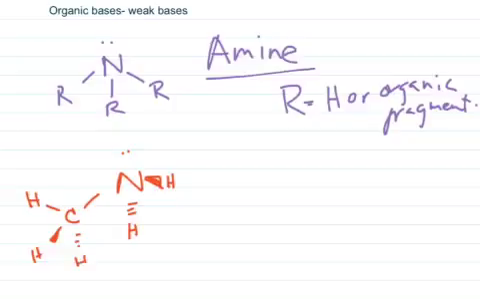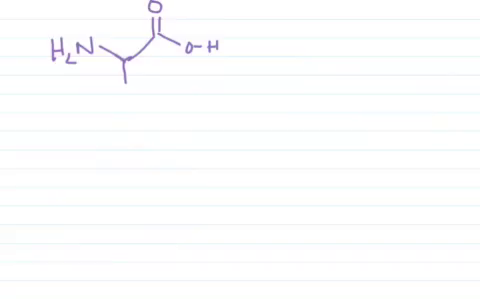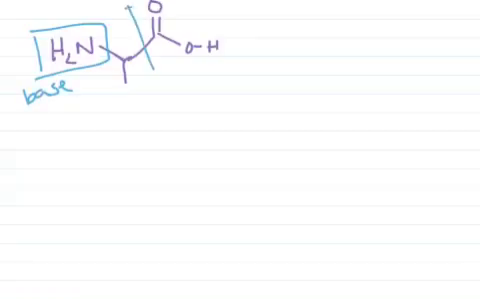So it has that classic amine shape right here. Now, let me give you a figure and see if you can identify the base and the acid. Alright, so here's a figure. So right here we see our classic amine group, so that means it's our weak base. And right here we see our classic carboxylic acid, so it's our weak acid right there.